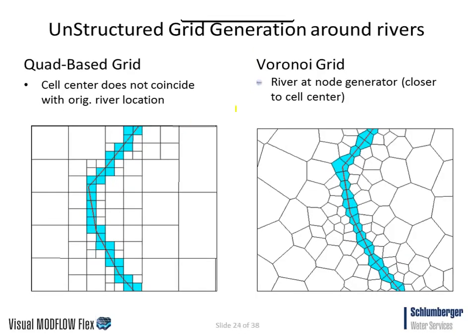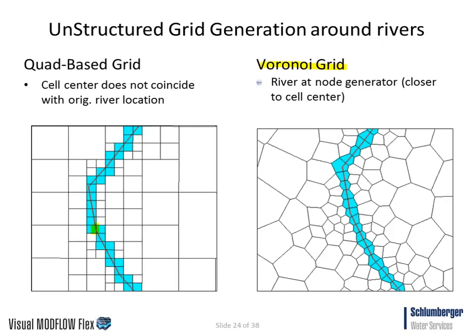Likewise, if you look at a comparison when you're doing grid generation around river features with the quad-based grid, the cell center is not always going to coincide with the geometry of the original river location, which in this case is represented by a red polyline, which is a shapefile. You can see at some locations the cell center is not going to be coinciding with the original river shapefile. Again, the ghost node correction can be used to offset and correct this.